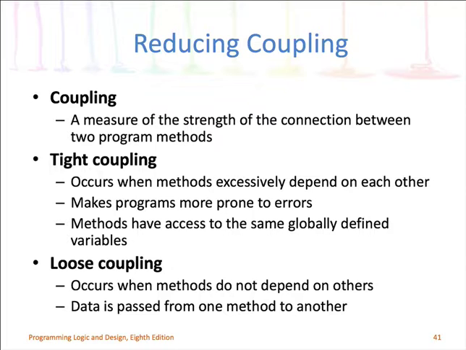Coupling deals with how much methods depend upon each other. In a loosely coupled program, the methods do not depend upon others, and data is passed to one method, then a different method, instead of having a method call a method, call a method. Tight coupling means that we do have this chain of excessive dependency upon each other, and a tightly coupled program, maybe contrary to what you would think from the name, is probably going to make your modules or your program more prone to error.